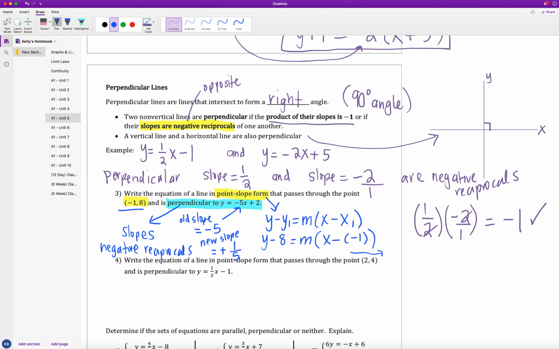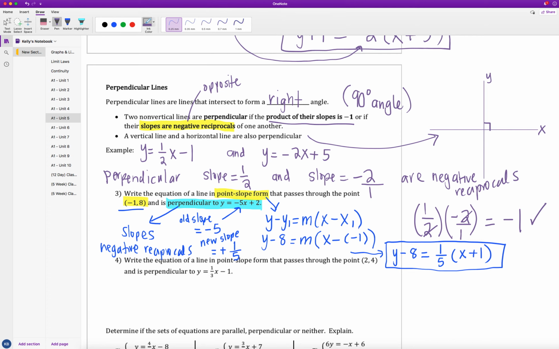Let's substitute that in and get our final answer. We get y minus 8 equals positive 1/5 times x plus 1. And that is our final answer in point-slope form of the line that passes through -1, 8 and is perpendicular to y equals -5x plus 2.